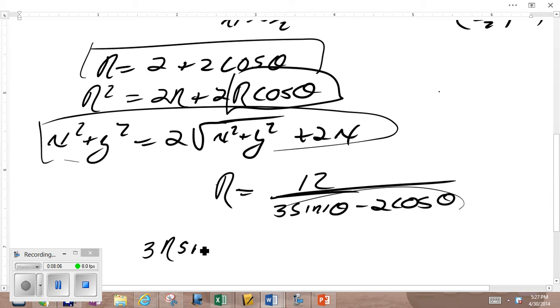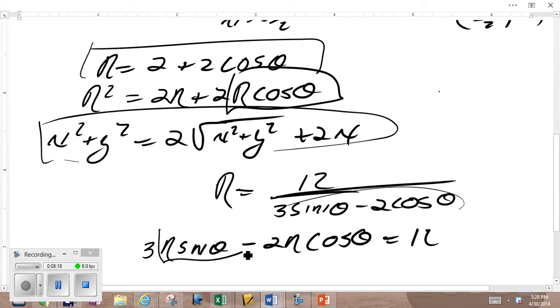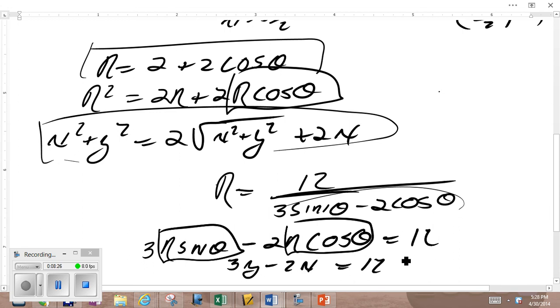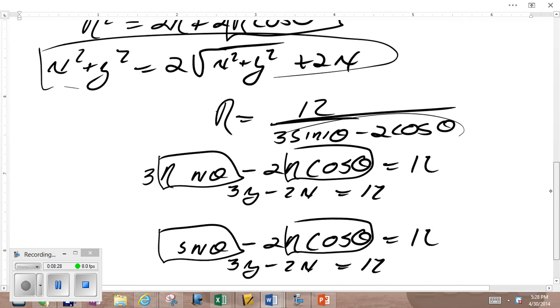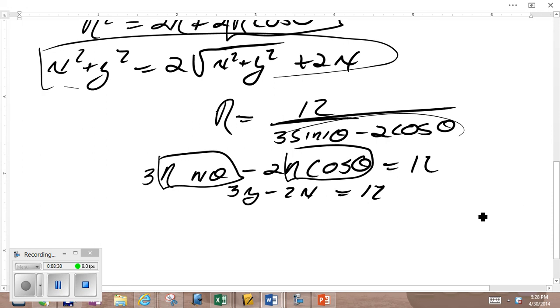3r sine theta minus 2r cosine of theta is equal to 12. There's our y, there's our x. 3y minus 2x equals 12. Looks like the equation of a line.